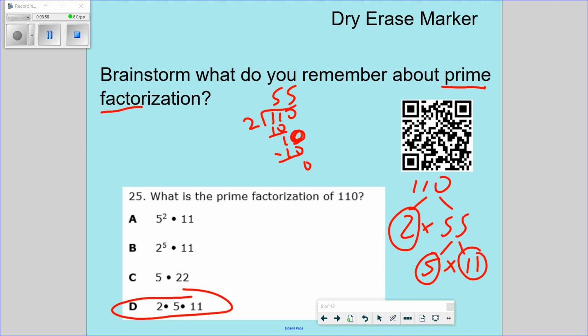Some students believed it was 5 times 22. They forgot to break down the 22 into 2 times 11. That's why D is the best answer.